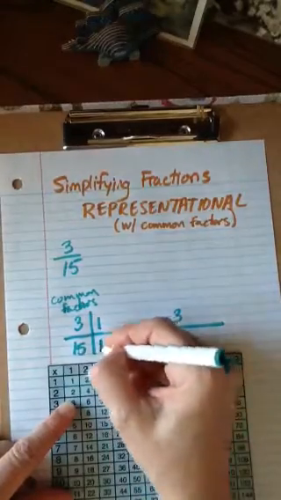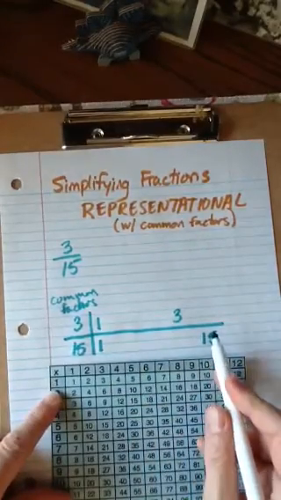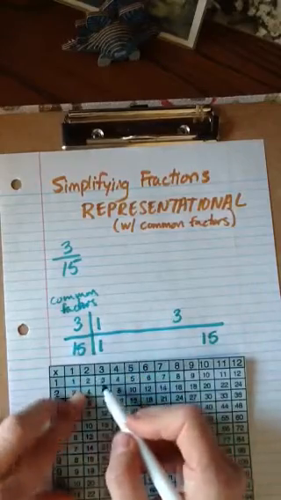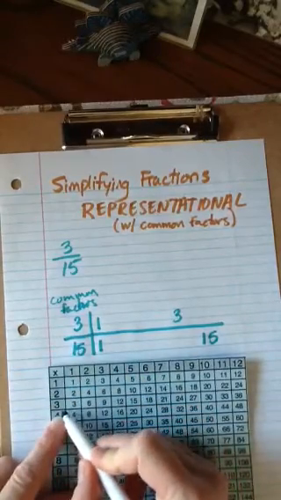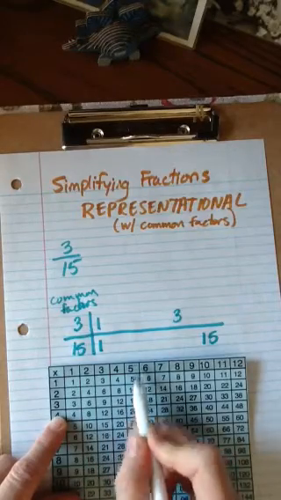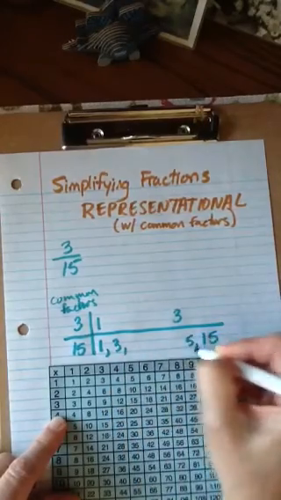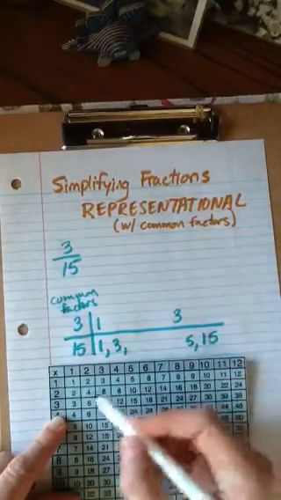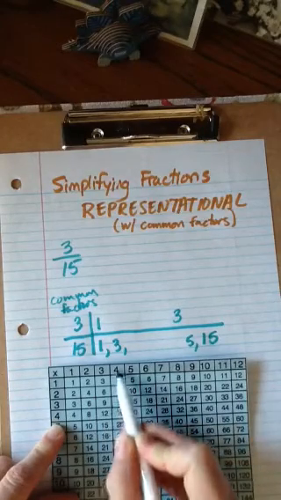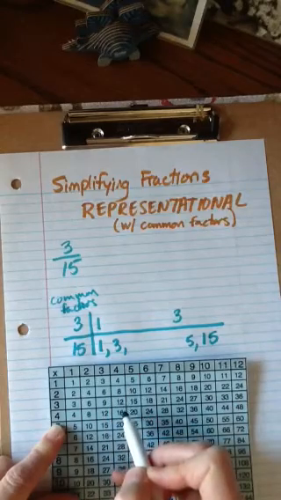Okay, 15. 1 times 15. 1 times 15 is 15, obviously. Let's try 2. Oh wait, it's not an even number, so we know 2 won't work. All right, let's try 3. Is 3 times anything 15? Aha, sure enough, 3 times 5 is 15, so let's write that in here. 3 times 5 is 15. All right, let's try 4. Let's see if 4 times anything is 15. Nope, because 4 times 3 is 12. 4 times 4 is 16, that's too much.